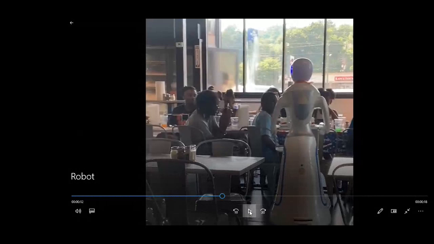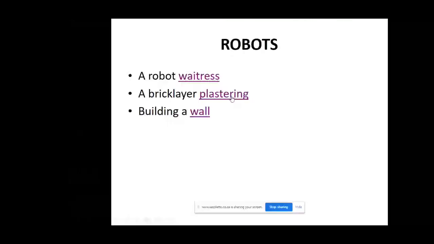Okay, so that was an example of a waitress that was being replaced by a robot. Like I said in the previous slide, the waitress is the same simulation of a human being trying to mimic what a human does. And then here I'll be showing you the next one, of a wall being built and how it happens.